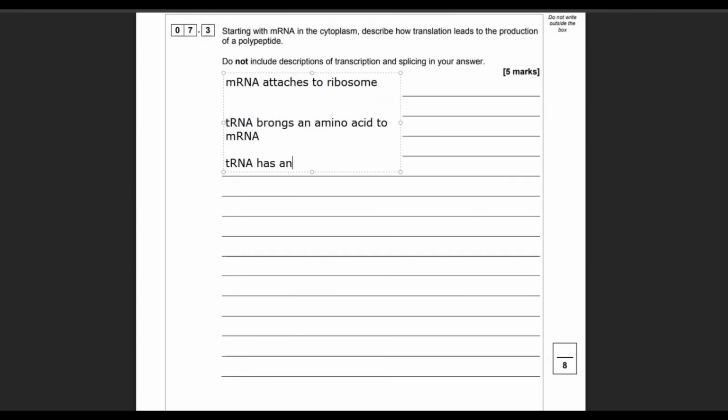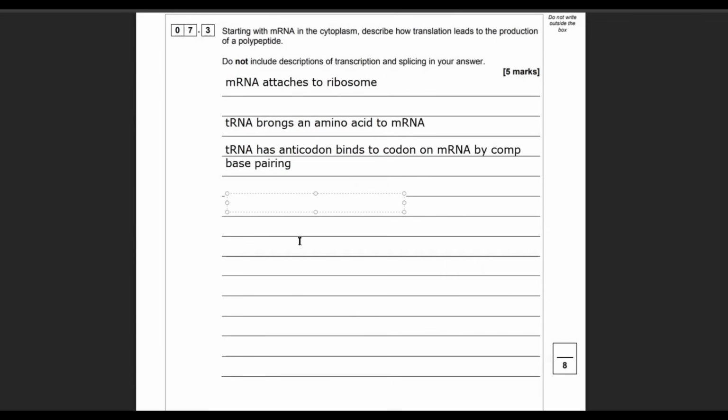tRNA has an anticodon, binds to the codon on mRNA. We want to say by comp base pairing. You can't write comp, I can because I'm trying to speed it up. So complementary base pairing. We've brought the amino acid down. Check out the spelling. So mRNA attaches to ribosome, tRNA brings amino acid to the mRNA. tRNA has an anticodon, binds to the codon on mRNA by comp base pairing.